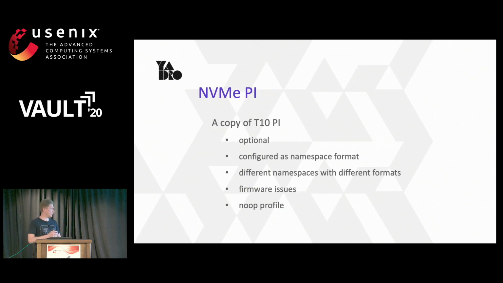With NVMe, it was much simpler. The protection info on NVMe drives is actually a copy of the SCSI spec. It is optional. It can be configured per namespace, and we may have different namespaces with different formats. And the Linux kernel also supports a no-profile integrity, so it allows just putting some metadata in, and the drive doesn't care what is inside.